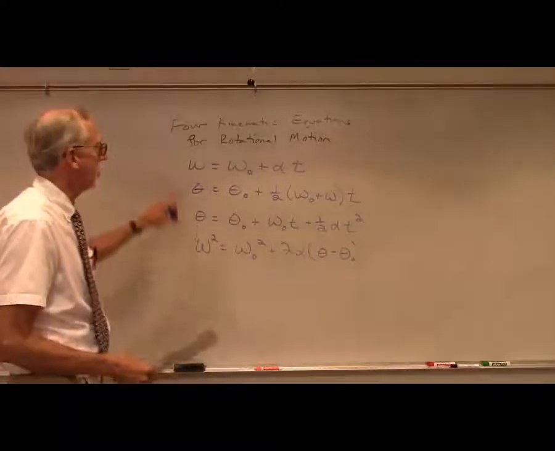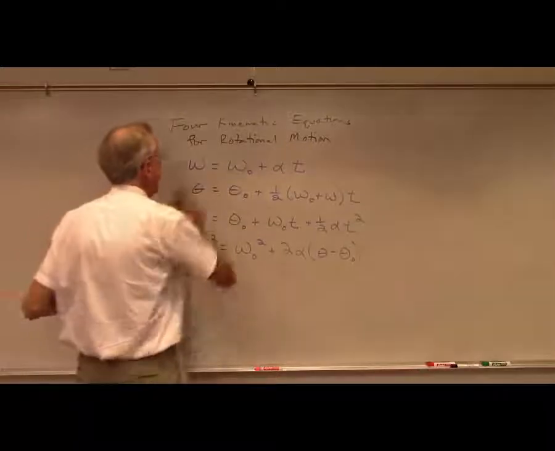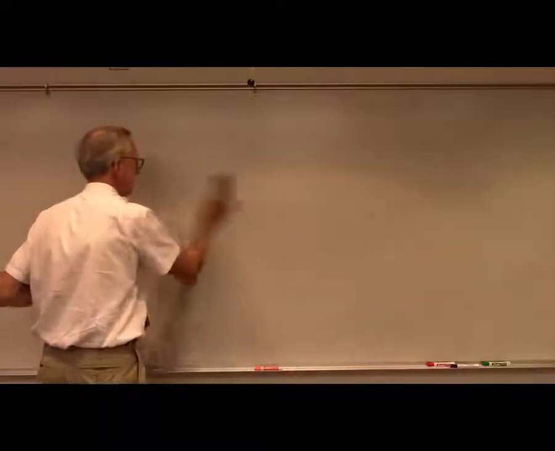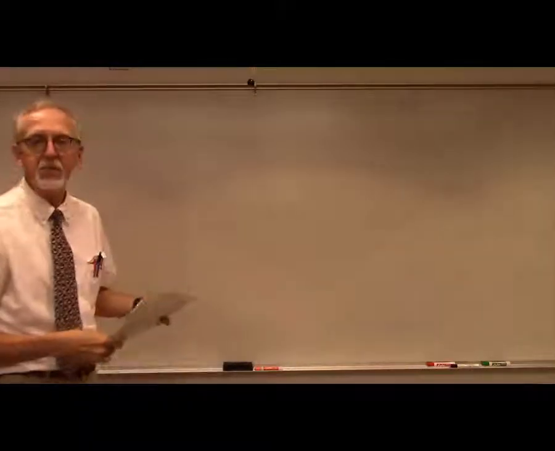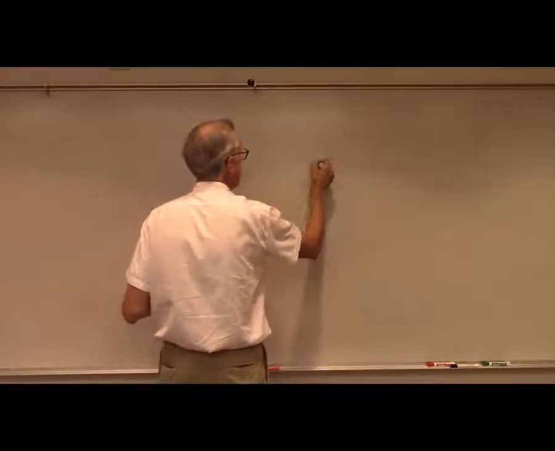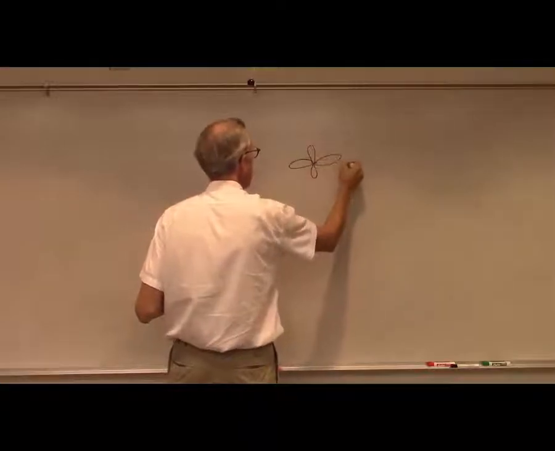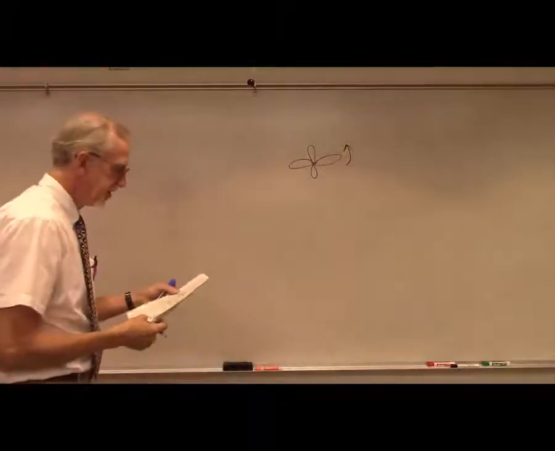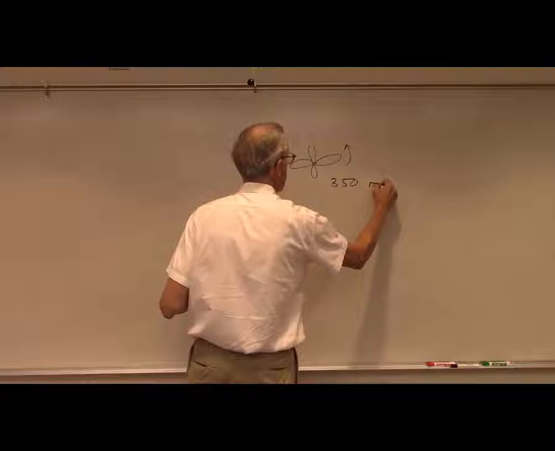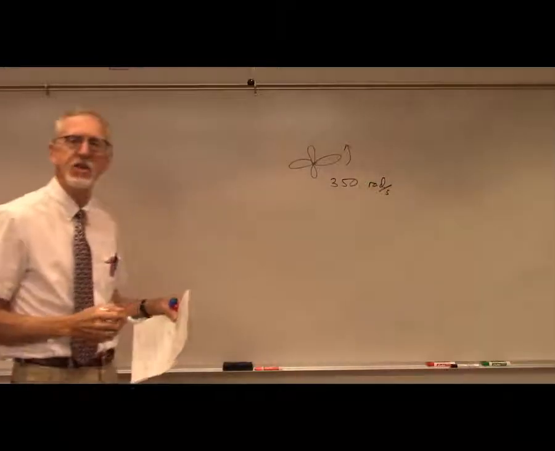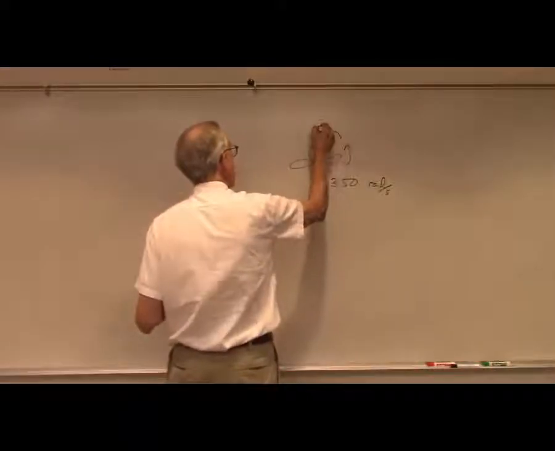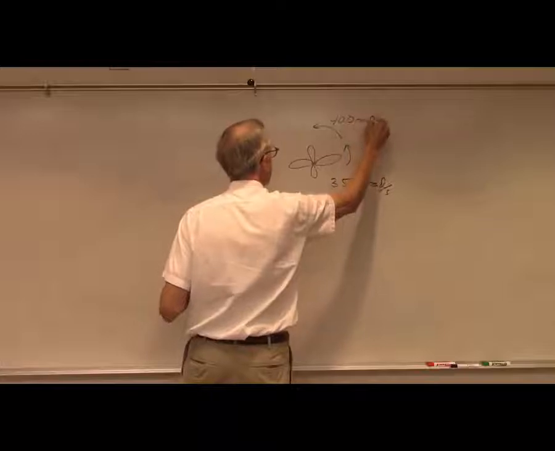Okay, so let's try a problem. We've got the equations. I'm going to erase these, but I'll put them back up as we need them. So let's imagine we've got a blender. So here's the blade of the blender, let's say. So here's the blender, and it's rotating around. Let's imagine that the blender is rotating initially at 350 radians per second. So that's the initial, how it's spinning initially. Let's imagine that it rotates through an angle of 40 radians.